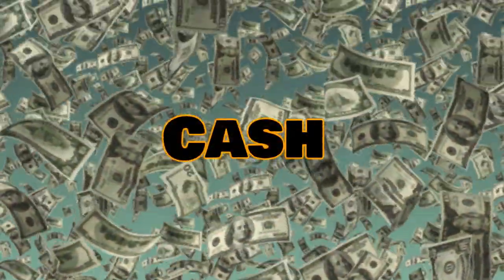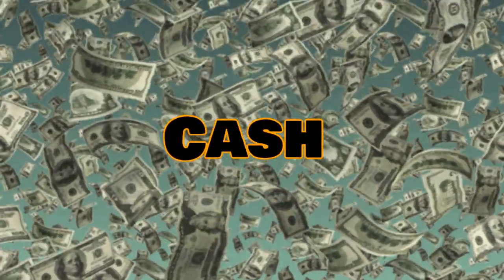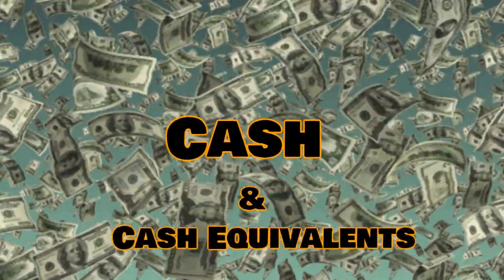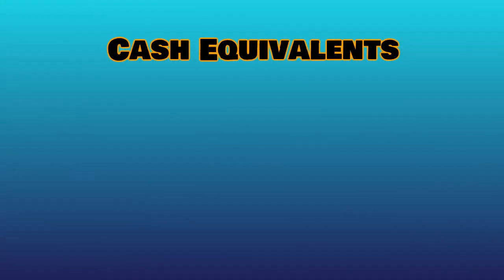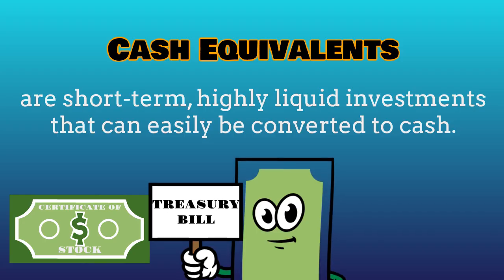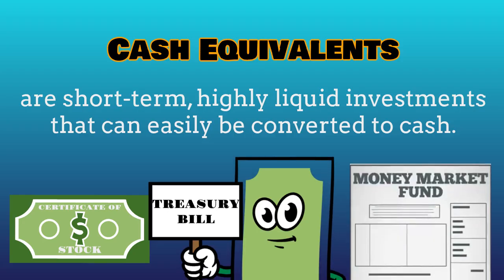The most liquid asset is cash, no surprise there, but it's not just cash that falls into this category, also something called cash equivalents. A cash equivalent is a short-term, highly liquid investment that can easily be converted to cash. Examples include marketable securities, treasury bills, and money market funds.